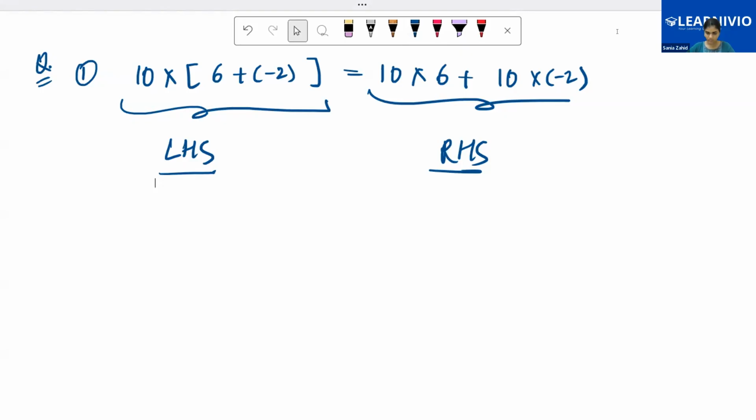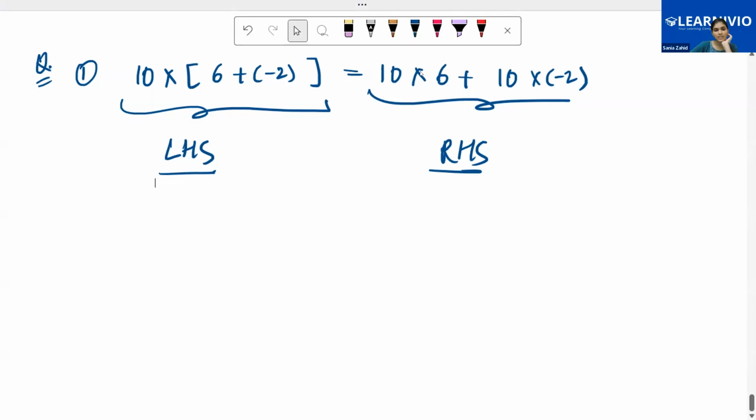Done, ma'am. What's the answer? In LHS 40, and in RHS? RHS also 40. Okay, so that's it. Razan, are you also getting the same answer? Ma'am, but in RHS there are no brackets in that, so sorry.